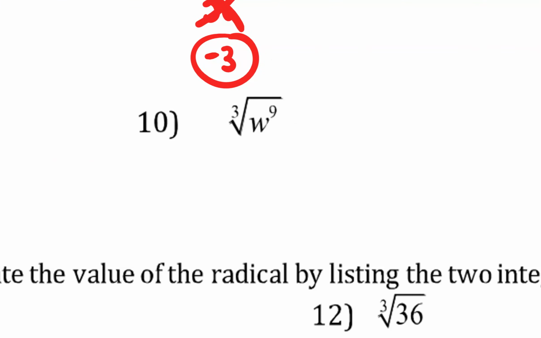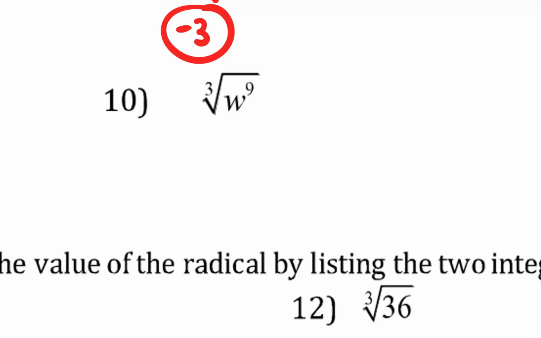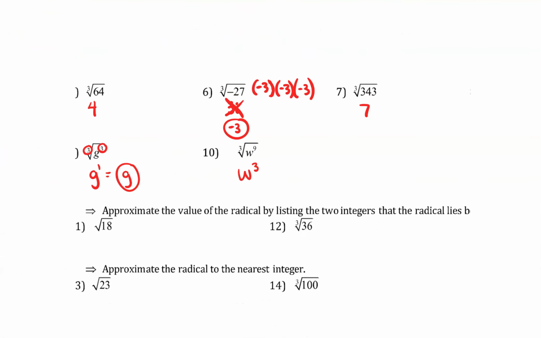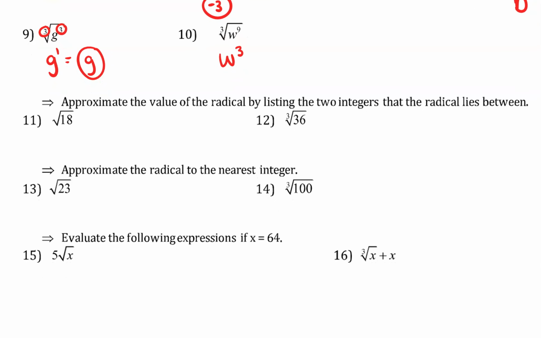Feel free to pause the video at any time if I'm going too fast. This is a fairly long note, so I have to go pretty quickly. 3 goes into 9 3 times, which means w to the 3rd is our answer. W to the 3rd times w to the 3rd times w to the 3rd will give us w to the 9th. Right. Moving on to the next section.